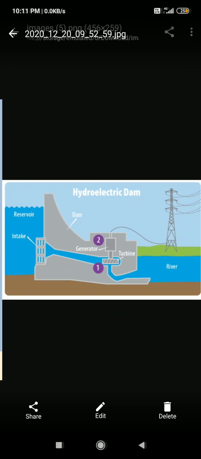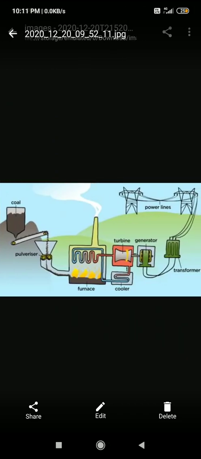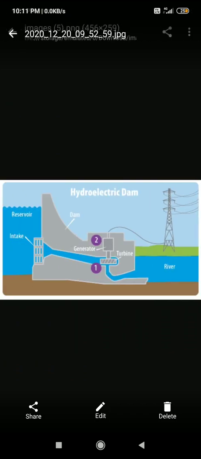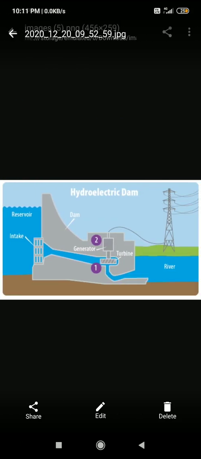Windmill and hydropower plant, one advantage is they do not cause pollution. The coal, using the coal source, it causes pollution, but hydropower plant and windmill don't cause pollution. This is the one advantage.